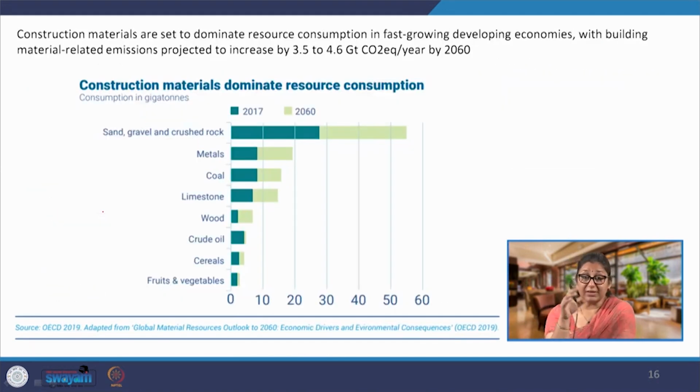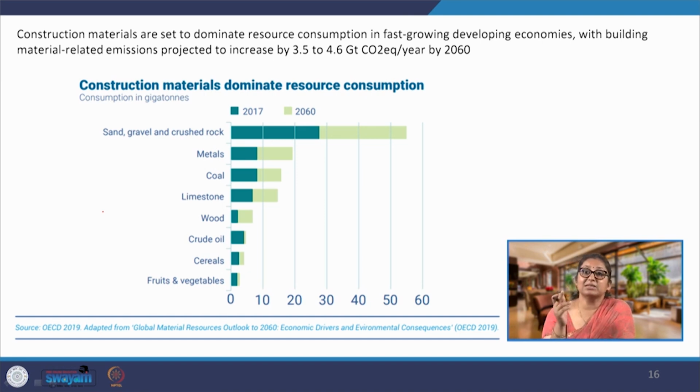Now, within these emissions, we see that construction materials dominate the resource consumption. Also, through the building life cycle energy, besides operational energy use, we will see that most of the emissions are actually coming from the extraction and manufacturing of the building material that is going into the construction sector.